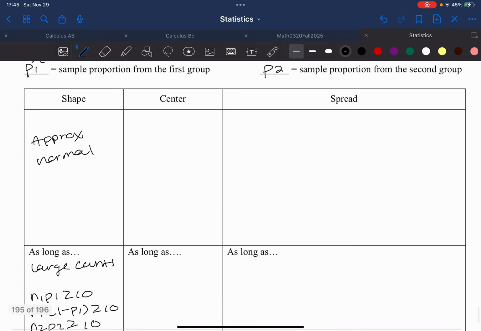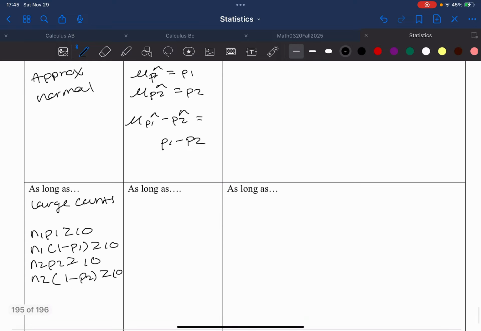We also know that mu of P1 hat is equal to P1, and mu of P2 hat is equal to P2. So mu of P1 hat minus P2 hat is going to equal P1 minus P2. Again, that is as long as both are random. So both P1 and P2 have to be random, either randomly selected or randomly assigned.